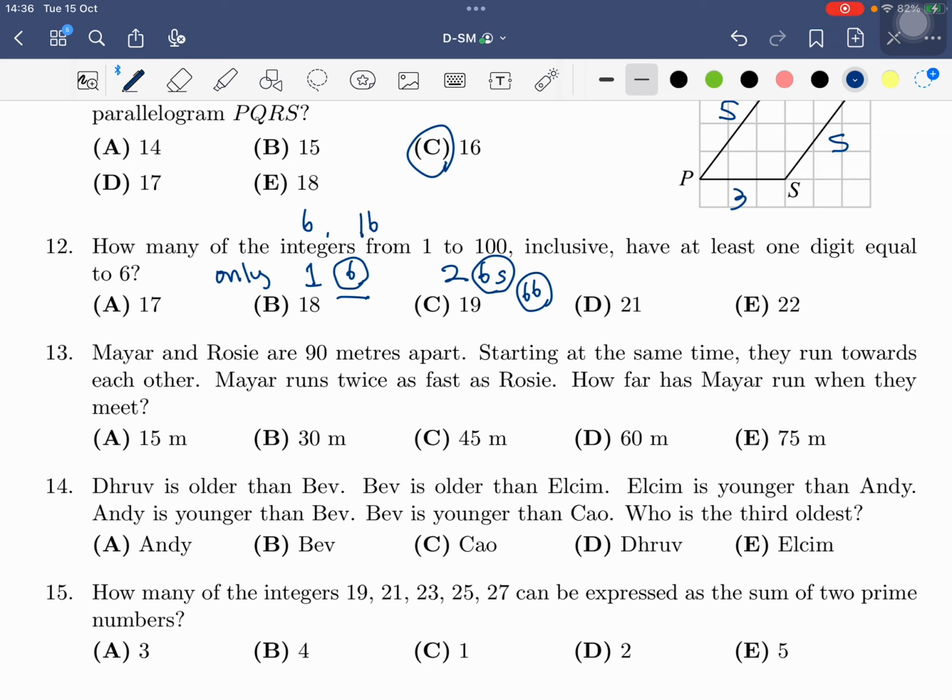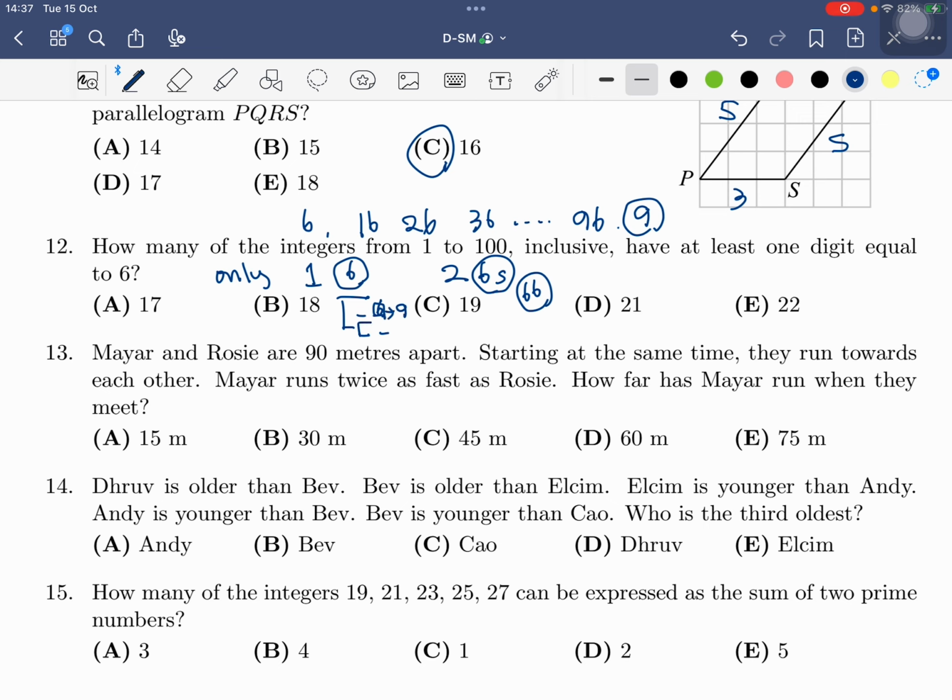And 16, 26, 36, and so on, excluding 66, until 96. So here, 1, 2, 3, 4, 5, 7, 8, 9, and 0. So we have 9 of these with 6 on the last digit. Only here we have 6. This is 9 cases.